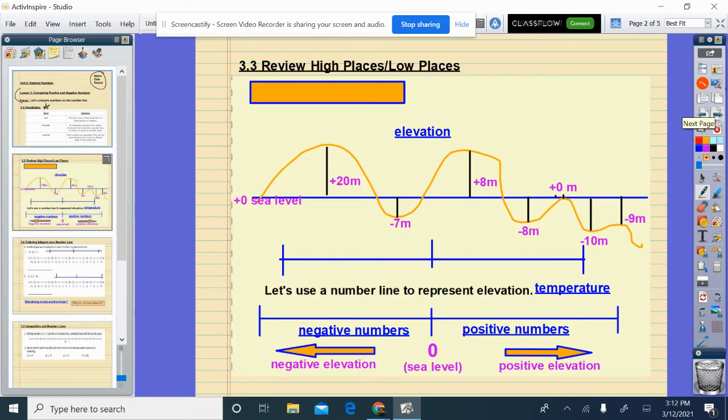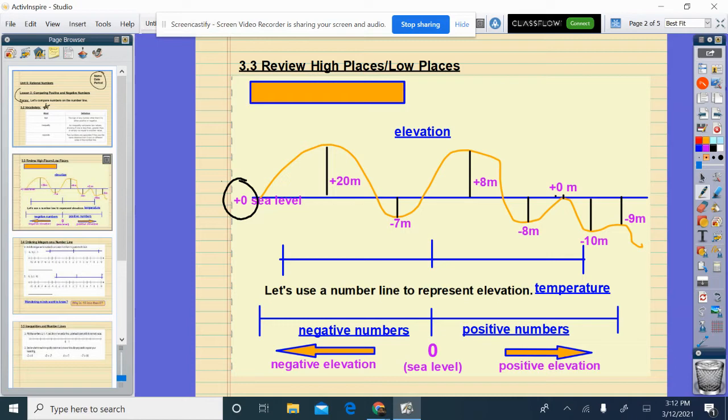We're going to be reviewing high places and low places here, because when we're beginning to talk about positive and negative numbers, it sometimes really helps us to think about elevation. Elevation is the distance from some point, as for example, here we're talking about sea level. Above sea level would be the sky, of course, and below sea level would be the water. And so we're talking about elevation.